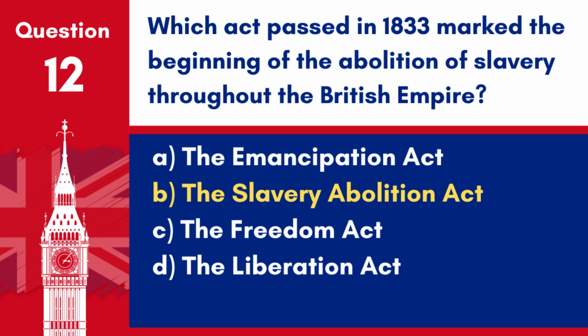Answer: B. The Slavery Abolition Act. The Slavery Abolition Act of 1833 marked the beginning of the end for slavery throughout the British Empire, leading to the emancipation of slaves, particularly in the Caribbean, Canada, and South Africa.